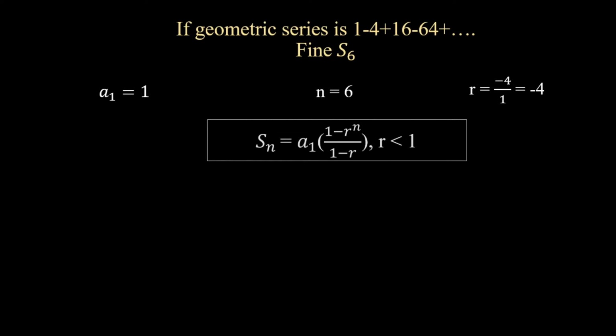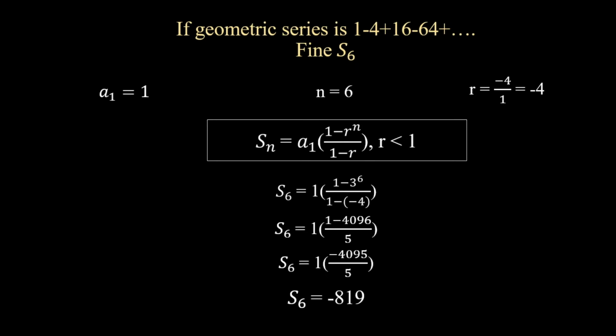Substituting all the variables you know in, you get S of 6 equals 1 times 1 minus -4 to the 6th over 1 minus negative 4. You'll calculate it and get 1 times negative 4095 over 5. So you get S of 6 equals negative 819.